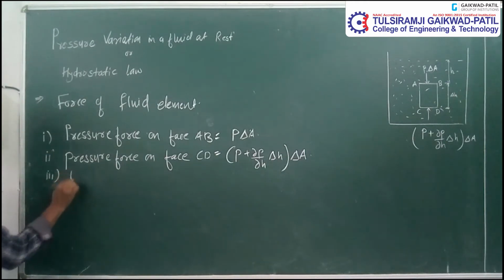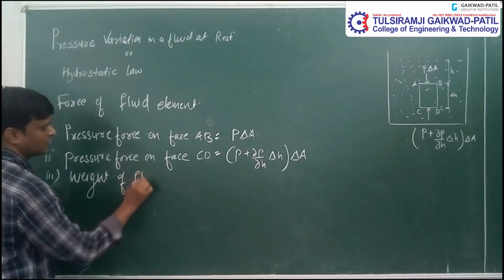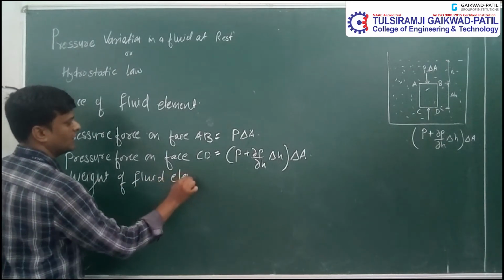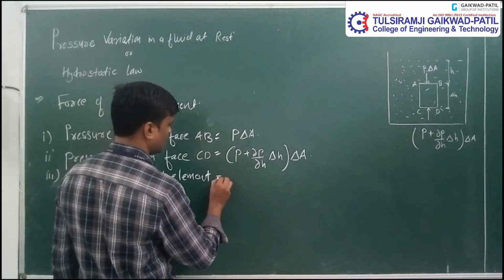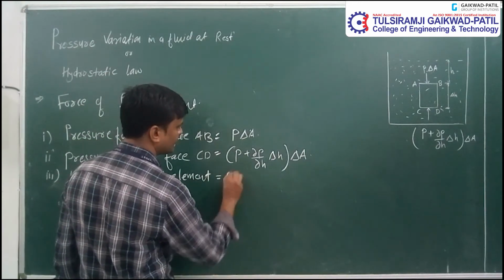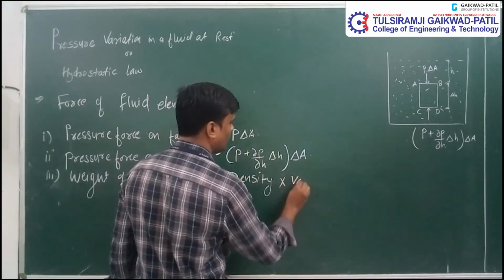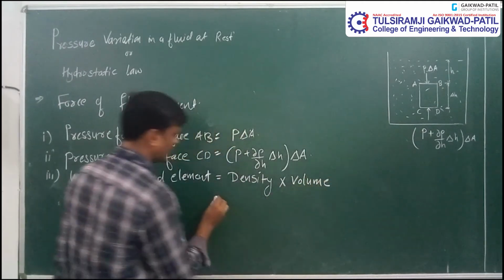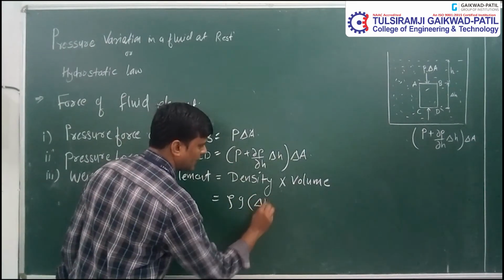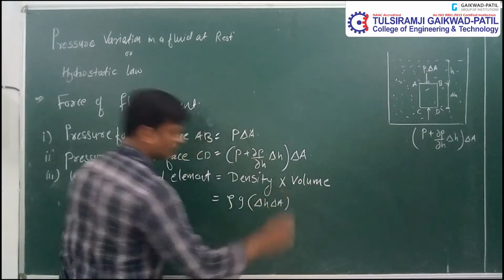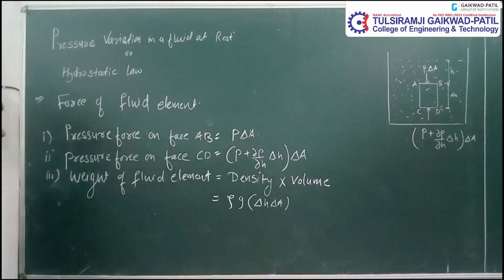Now third, the weight of the fluid element. The weight of the fluid element is again acting in the vertically downward direction. And what is the weight? Density into volume. So the weight of the fluid element is rho into g into volume, which is delta H into delta A. This is the volume and this is the density of the fluid element.